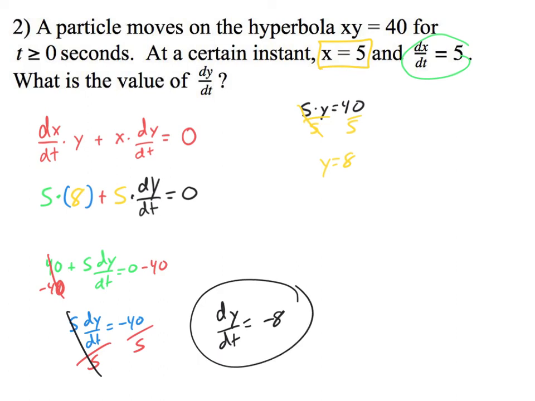I don't know the units. The reason I don't know the units is they didn't give me enough information. I know t is seconds, but I don't know what x and y units are. So I just call it negative 8. So the y values are decreasing by 8, but the x values are increasing by 5.